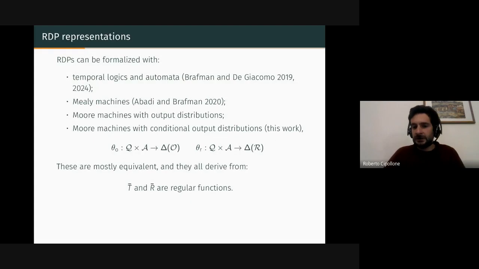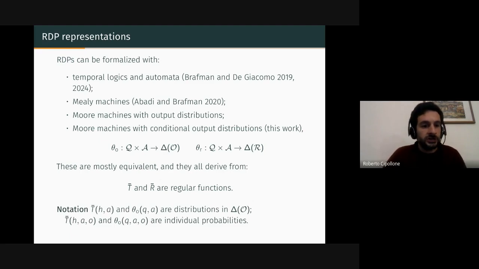There are equivalent formalizations from the literature. I'll not go into this part, but they are largely equivalent. We can discuss them later if we are interested. In this work, we use the one I described with conditional output functions. Just a bit of notation: when I write a transition of H and A, that is a distribution. If I also pass the next observation, I want to evaluate the distribution over that observation. I want the probability, just like we do in MDPs for T(s, a, s').